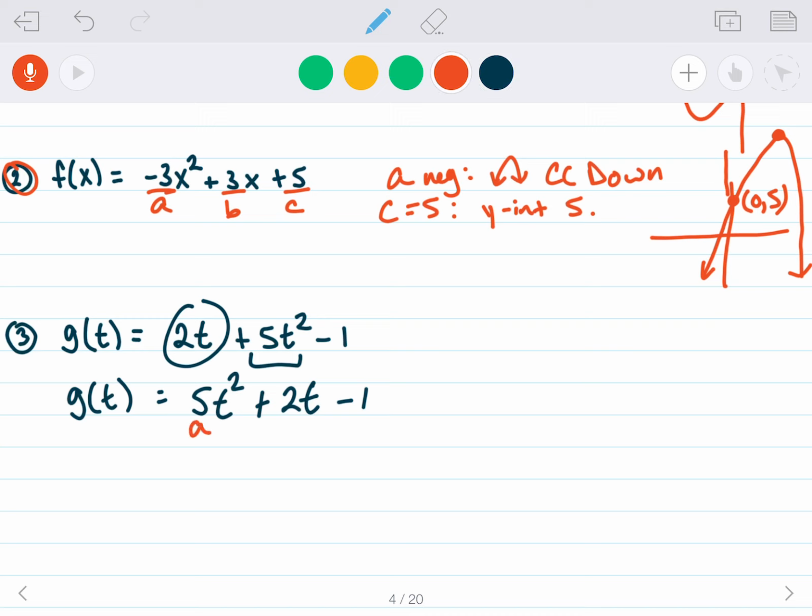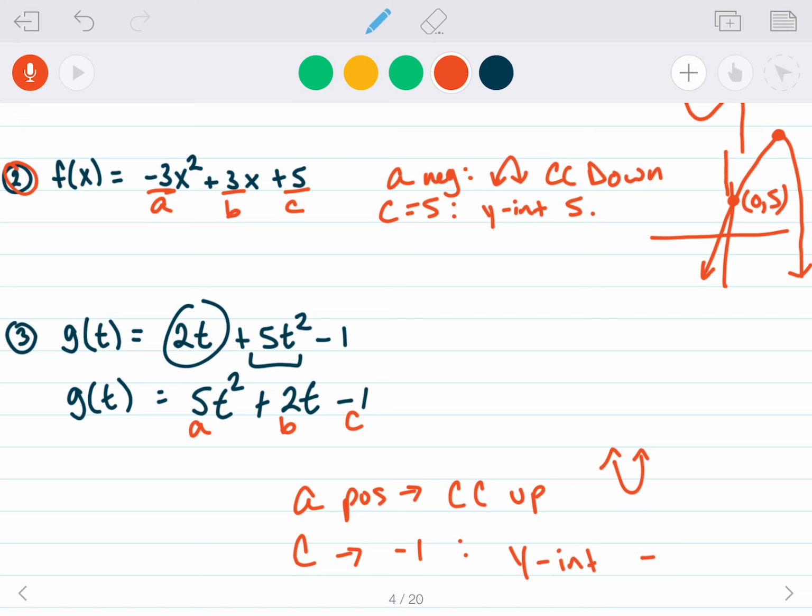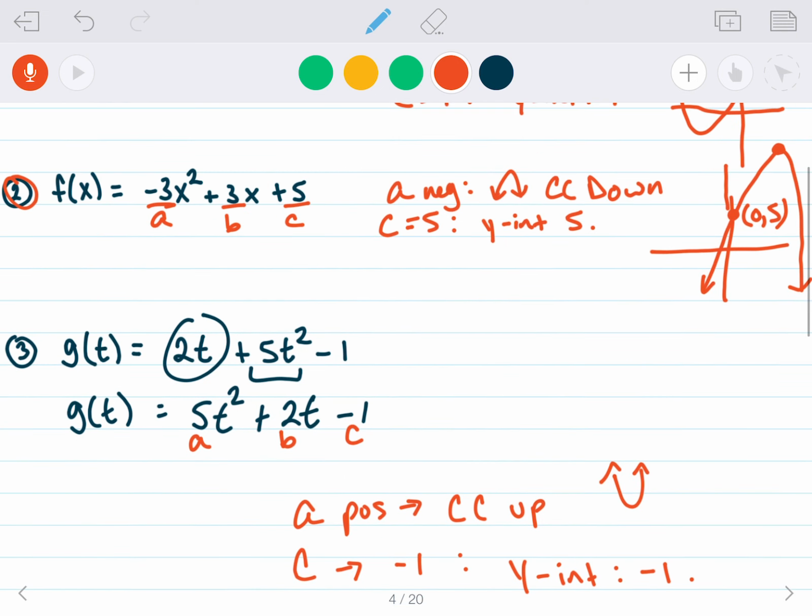So we have a, we have b, and we have c. And a is positive 5. Since a is positive 5, that means it's concave up. It's going to look like that. And our c is going to be negative 1, which means that our y-intercept, where it crosses the y-axis, is negative 1. All right, so that is what standard form tells you graphically.